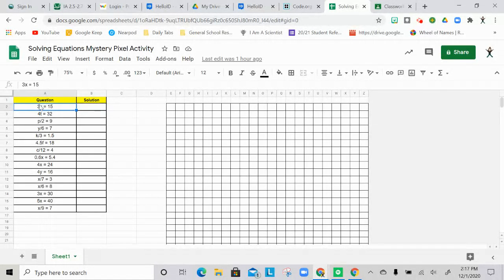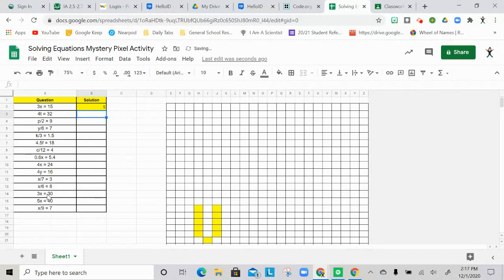When I divide by 3 on the left, the 3 cancels, and I'm just left with the x. When I divide by 3 on the right, I'm left with 5. 15 divided by 3 gives me 5. That means x equals 5. For the solution, all you're going to write is the number. So you're not going to write x equals 5. That won't give you the correct answer. All you're going to write in this box on the right-hand side is just 5 for the solution.